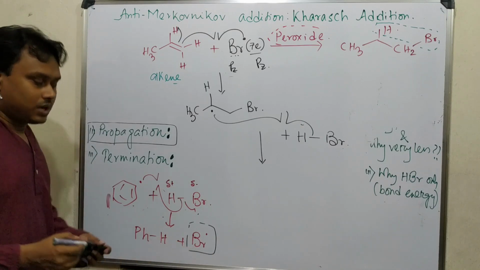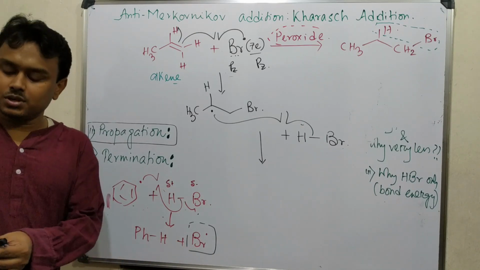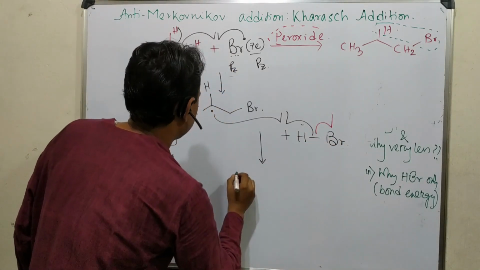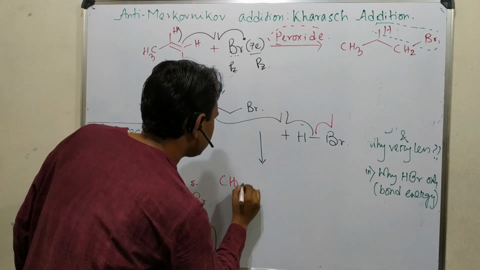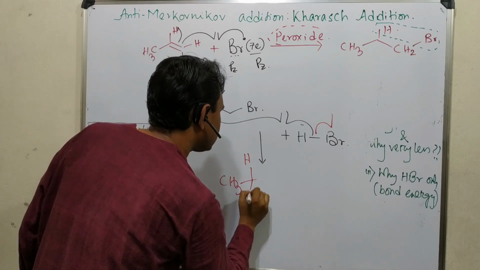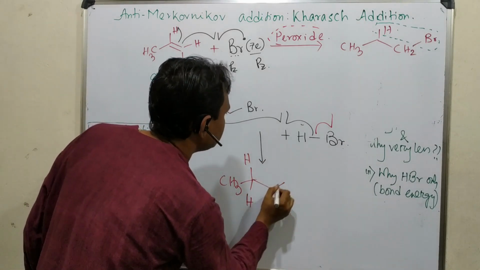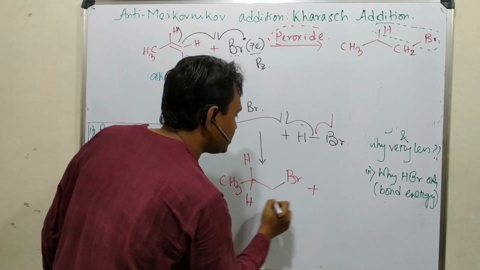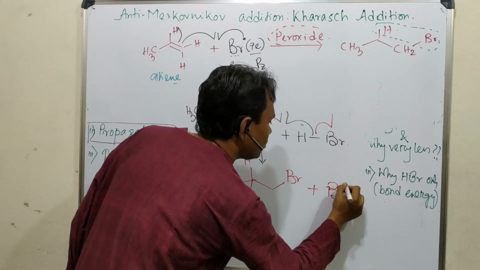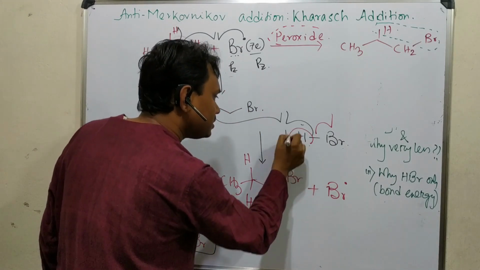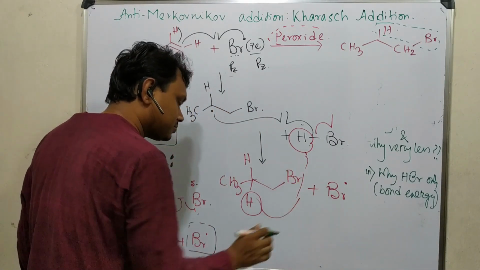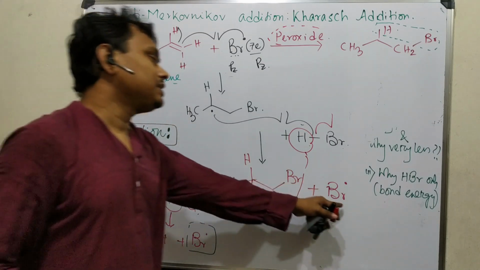Similarly, if it reacts, what will it produce? It will produce CH3, this, and Br plus, sorry, H plus Br. Why? Because this H is this one. Understood? So Br is this.